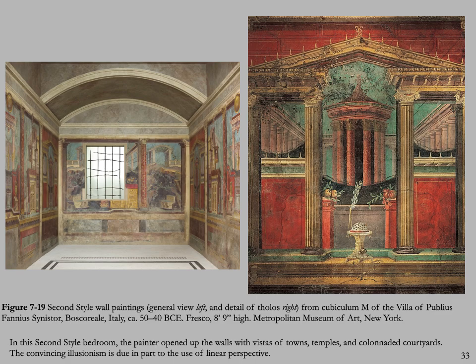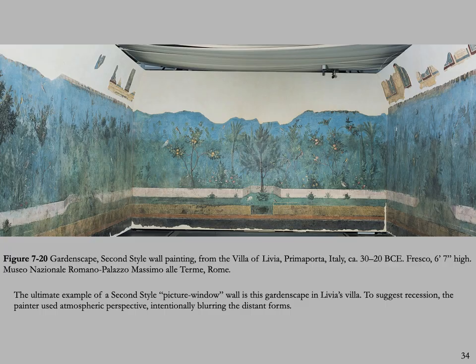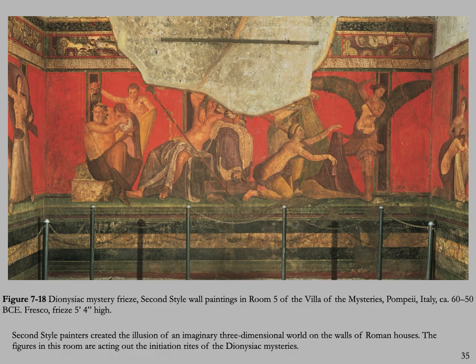Second style imagery was not just architecture. We can see landscapes and vast scenes. In this one, which is very specific, we see religious images of people. This is located in a villa in Pompeii and is known as the Dionysian Mystery Frieze. Dionysus is the god of wine.